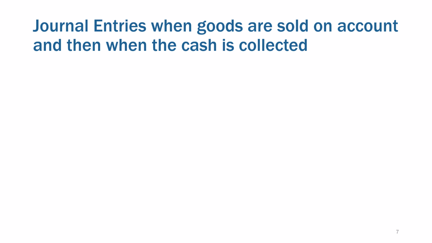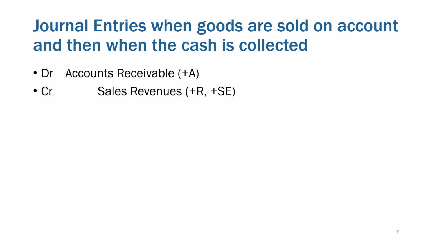Into lesson 3, journal entries. What are the journal entries when goods are sold on account and then when the cash is collected? Well, when goods are sold on account, we're going to debit accounts receivable and credit sales revenue. We also would debit cost of goods sold and credit inventory, but we're just focused right here on the revenue side of it. And then when the cash is collected, we're going to debit cash and credit that accounts receivable.